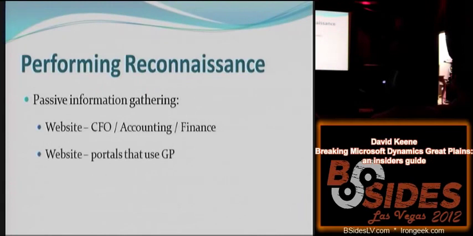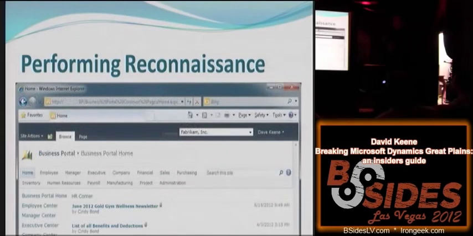Also, you can find out pretty easily if Great Plains is running because you're going to see something similar to this. It's very similar to SharePoint, but it's called Business Portal. Business Portal is Microsoft's web portal that hooks back into Great Plains so that people out in the field or people on the manufacturing floor can use it. So if you happen upon a website that has something similar to this, you're going to know that Great Plains is running in the environment.